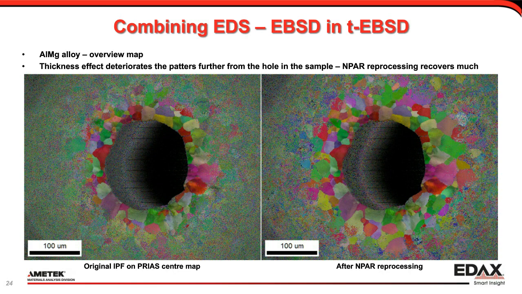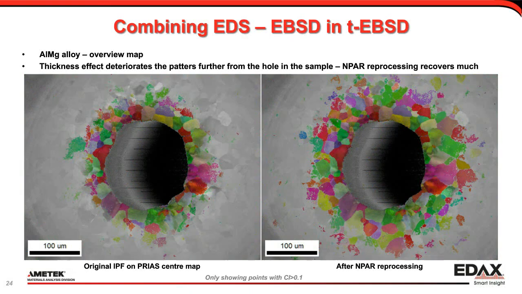aluminium-magnesium alloy. A new processing tool, NPAR, which stands for Neighbor Pattern Averaging and Reindexing, has recently been introduced in the TEAM and OIM Analysis 8 software packages. It allows for offline averaging of all surrounding patterns onto each pixel during reindexing. This averaging strongly improves the pattern signal-to-noise ratio, which allows successful band detection and indexing over a much larger area than previously possible. When you remove all the points that could not be confidently indexed with a single orientation solution, the effect becomes very clear.